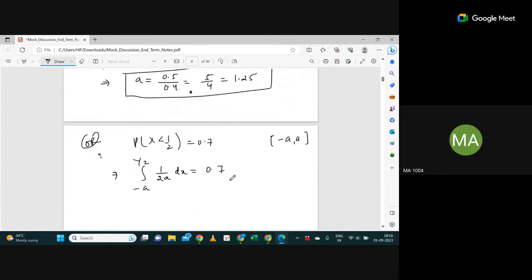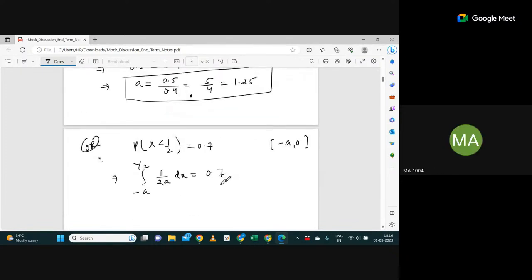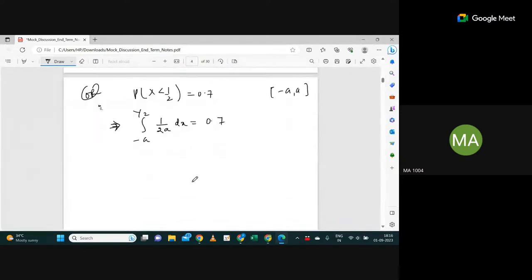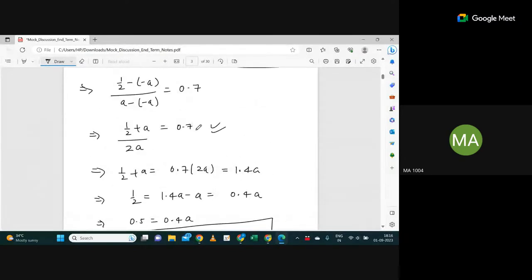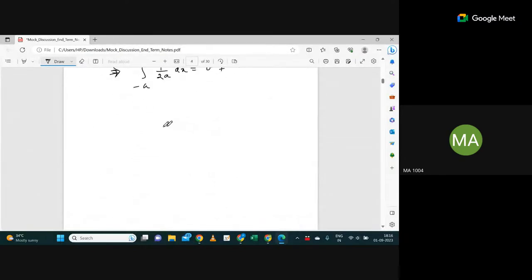So I was just saying, if you don't remember the formula of the uniform distribution, even though we will provide it, this is just another approach. I'm not going to solve this, because at the end we will get the same equation, okay? So let's move on. Any doubt so far?